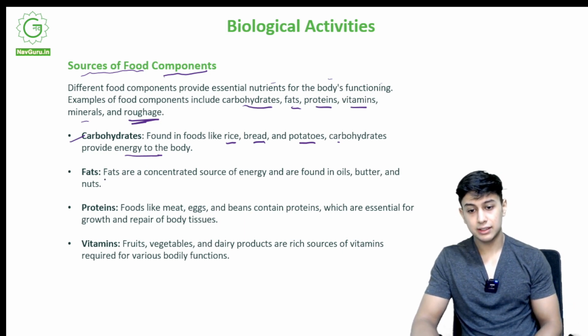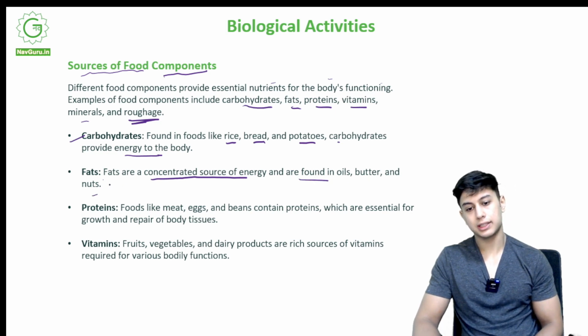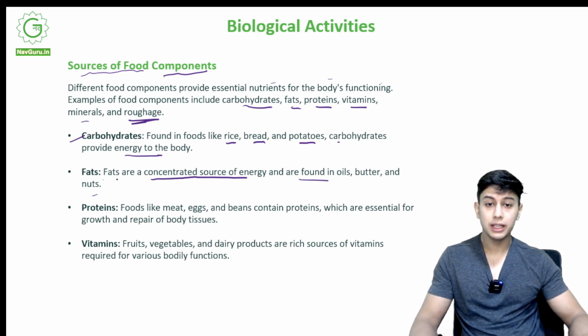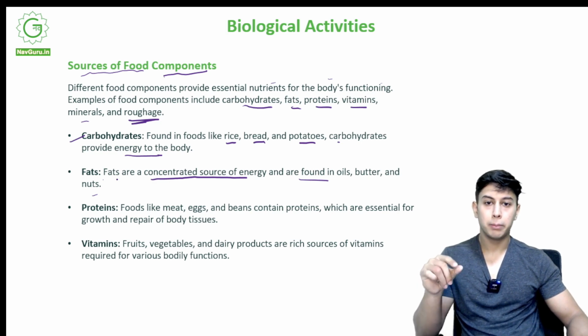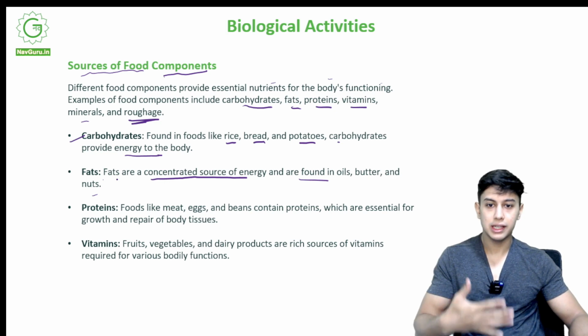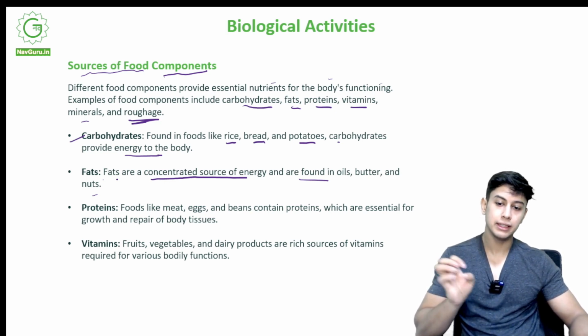Fats. Fats are a concentrated source of energy and are found in oils, butter, and nuts. They are more complex, so they will not be burnt directly, but will take some time to burn to give us energy. Carbohydrates are burnt first by the body, then fats.